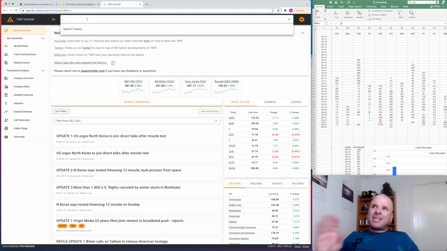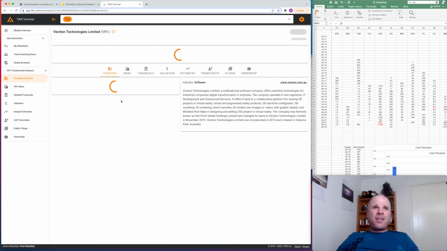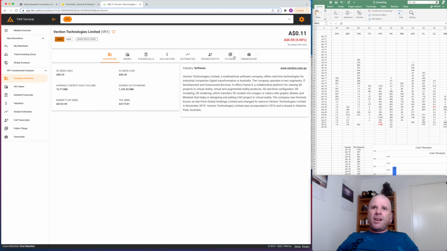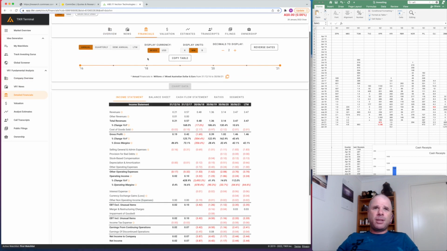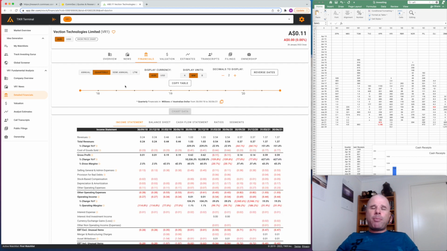One of the reasons I started this spreadsheet on the right here is because there's been no website that has provided this sort of information. There is potential, we'll use Vection Technologies, that Ticker might be starting to do this because they do have a financial page here and they do have a quarterly section. Now this might just be for American companies because they do have a quarterly reporting season. We're on a half-yearly reporting season.